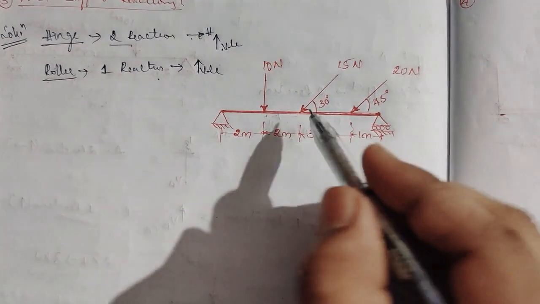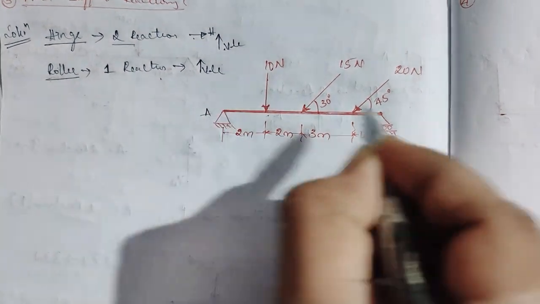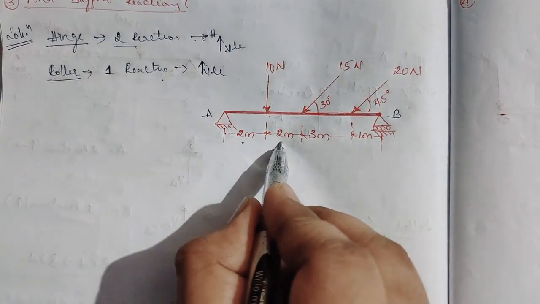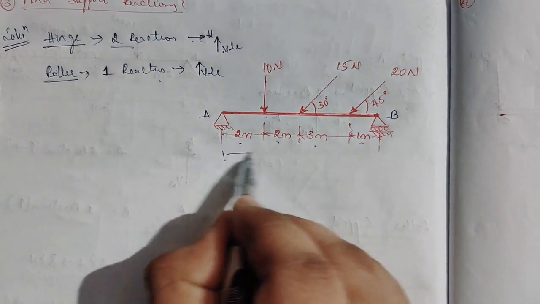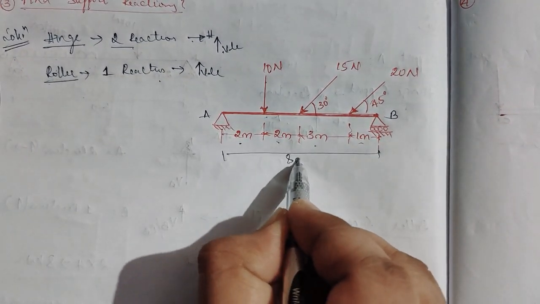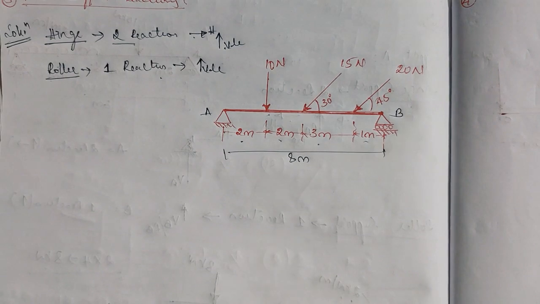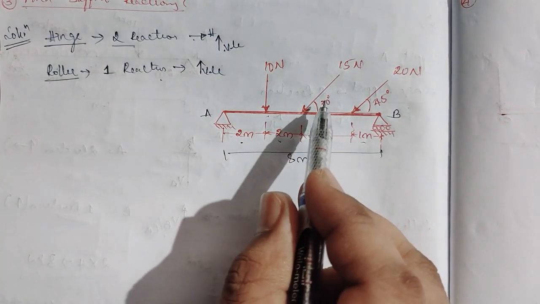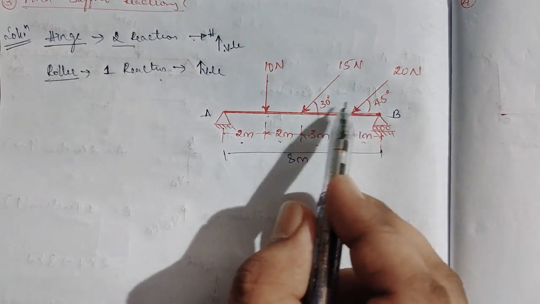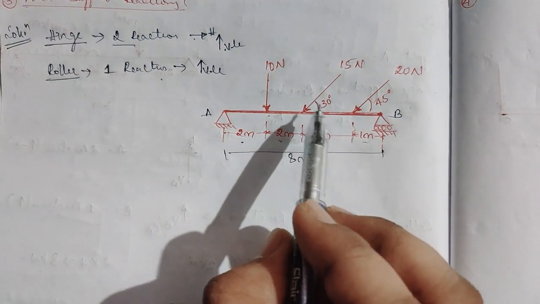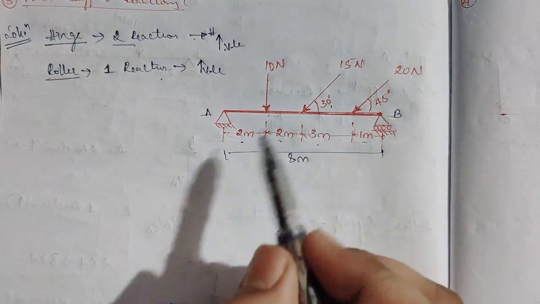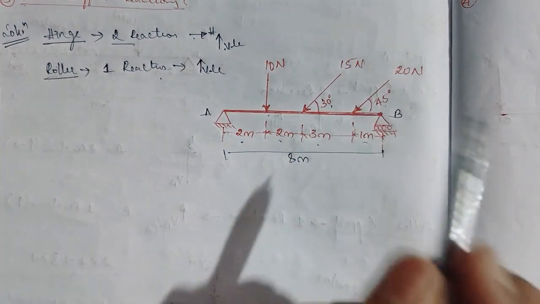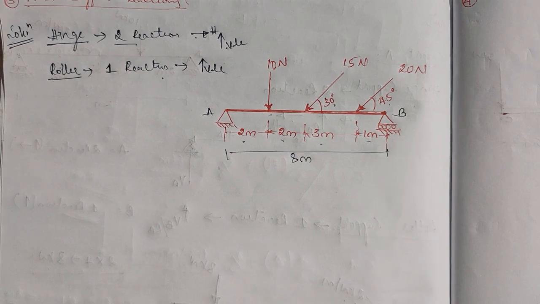See, the question is given. A and B are two supports. A beam of span 8 meters is resting on two supports with three forces. Two are inclined forces. Whenever you see inclined forces, please resolve them. You resolve this inclined force and you resolve this inclined force also.